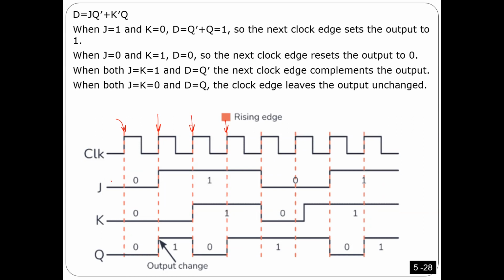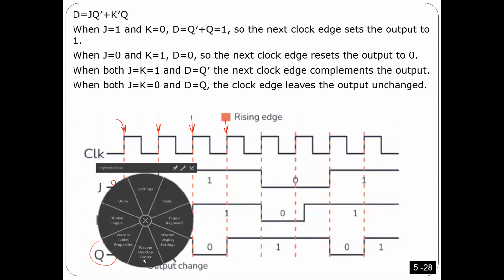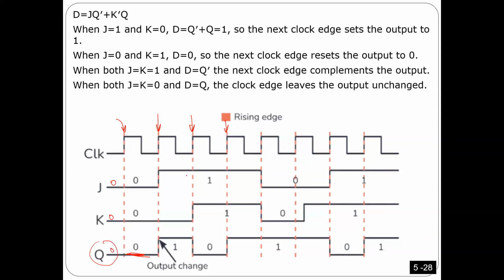Here in the very beginning, it is 0 and 0. So here, J and K is 0, 0. And you know 0, 0 means no change. That's why in the initial, Q is 0. So no change, it's going to continue 0. That's it. Is that okay?